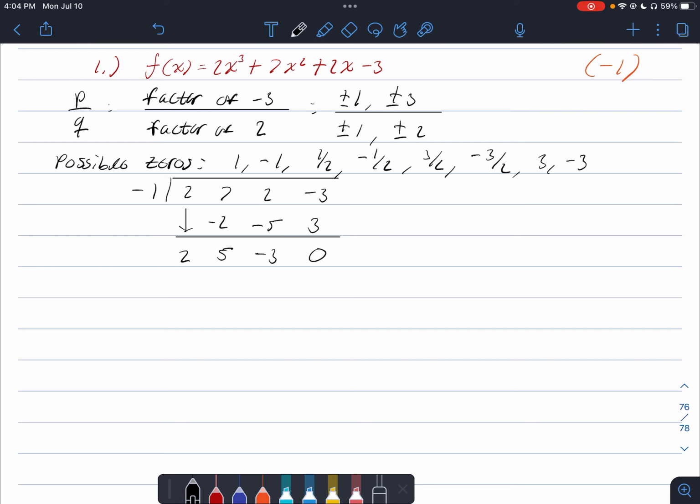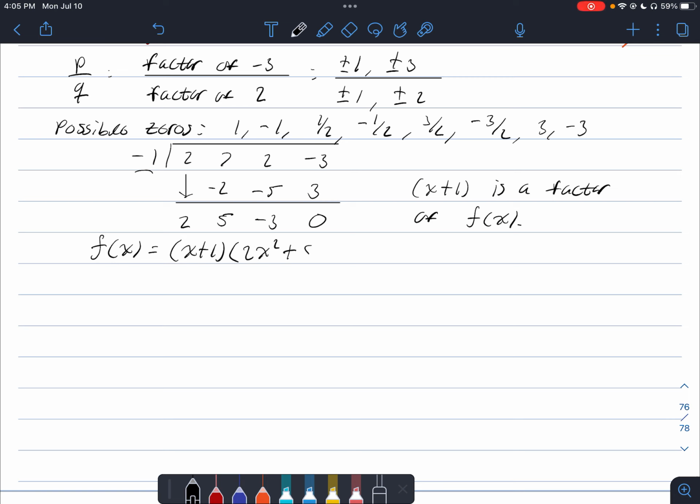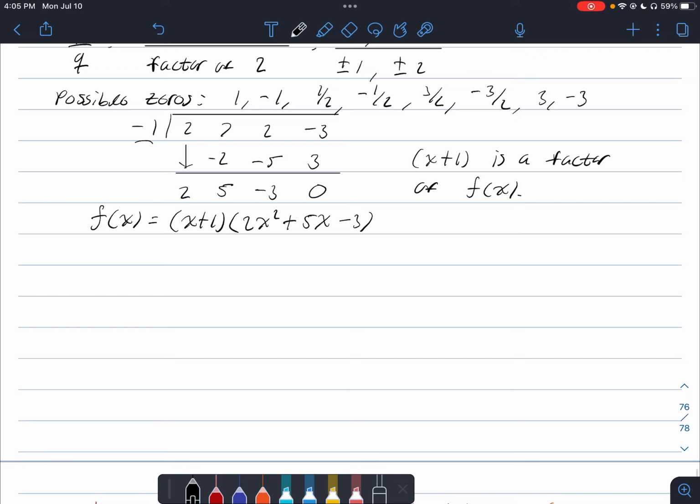So what that also tells us then is that x plus 1 is a factor of f of x, okay? Because if we plugged in negative 1 here, we would get 0 for x plus 1, okay? So x plus 1 is a factor of f of x, and that means now f of x can be written as x plus 1 times 2x squared plus 5x minus 3, okay? And remember, each of these coefficients come from our synthetic division here, all right? We don't have any remainder because this was indeed a 0.